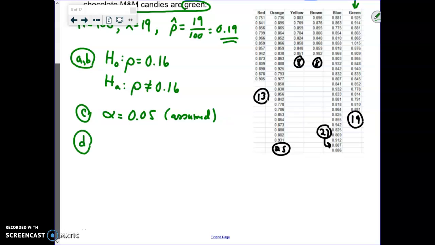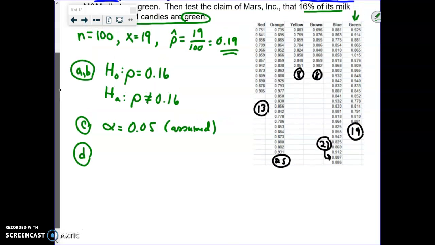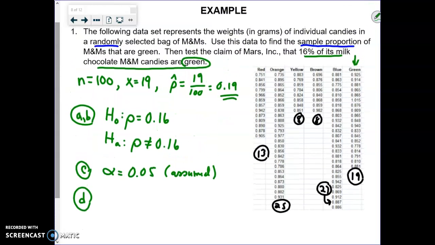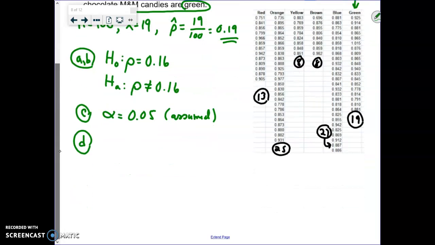Okay, remember there are 3 requirements in order to be able to perform a hypothesis test. First of all, it has to be a simple random sample, and it did say up here, underlined in blue, that these were random. This bag was randomly selected.